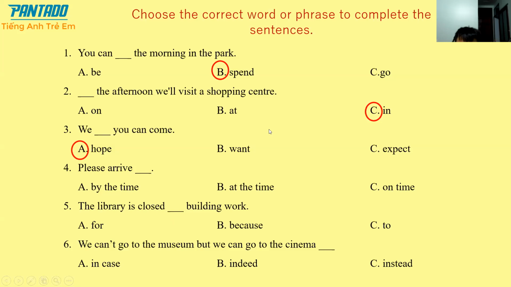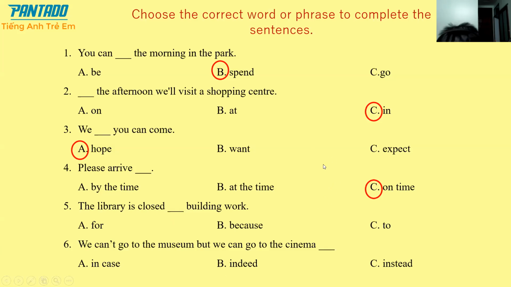All right. Number 4. Please arrive by the time, at the time, or on time? At the time. Again, what's your answer? B, at the time. The correct answer is please arrive on time. Okay. Number 5. The library is closed blank building work. Is it for, because, or to?